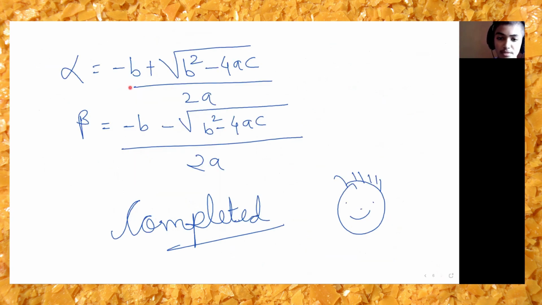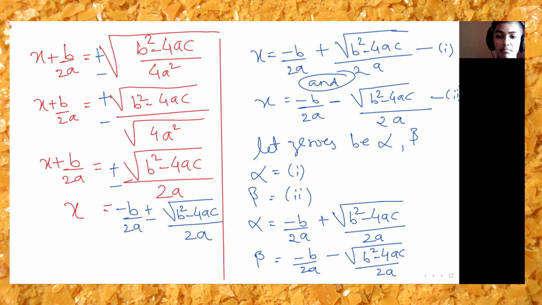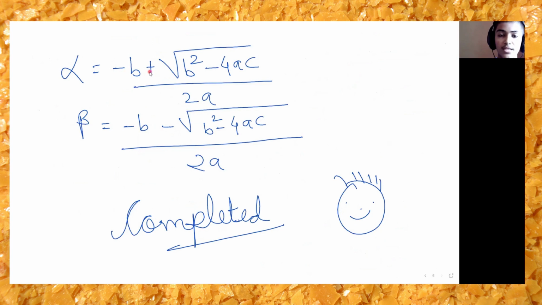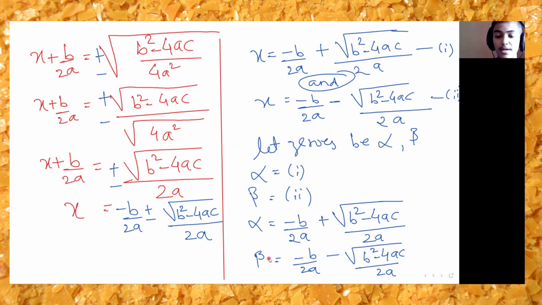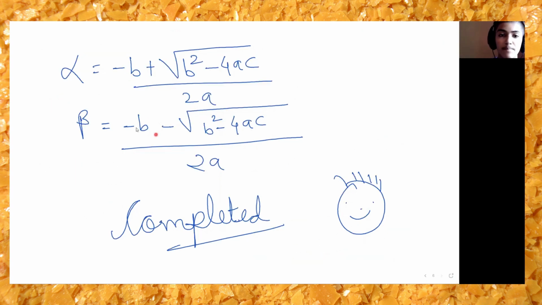And now if you see, it is minus b by 2a plus under root of b square minus 4ac by 2a. Now the denominators are the same, so directly we can add the numerators. So we will get minus b plus under root of b square minus 4ac by 2a. And if we come to beta, minus b by 2a minus, the only difference between alpha and beta is that here we have plus and here it is minus. Here also the denominators are the same, so we have the right to subtract the numerators. So here it will come minus b minus under root of b square minus 4ac by 2a.